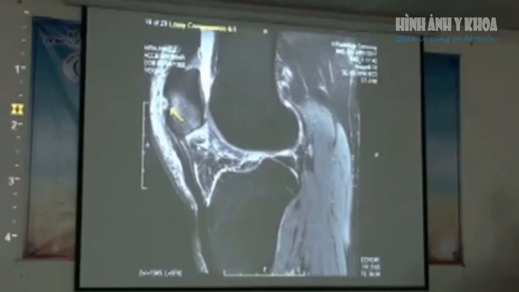And you can see here, the MR shows a cortical defect within the patellar tendon.